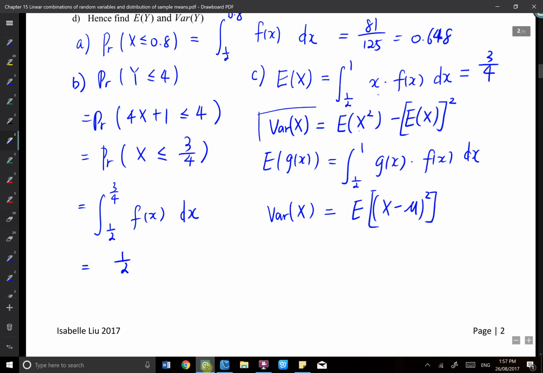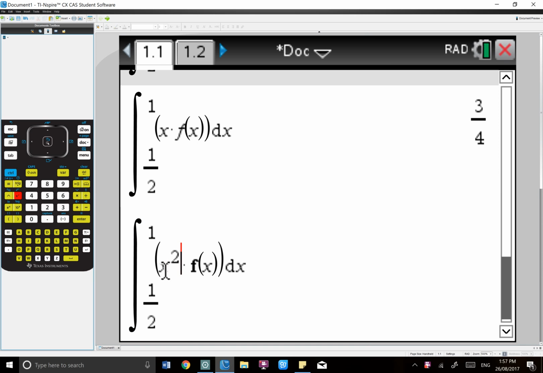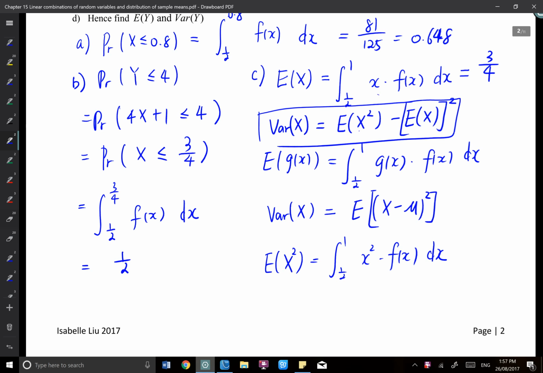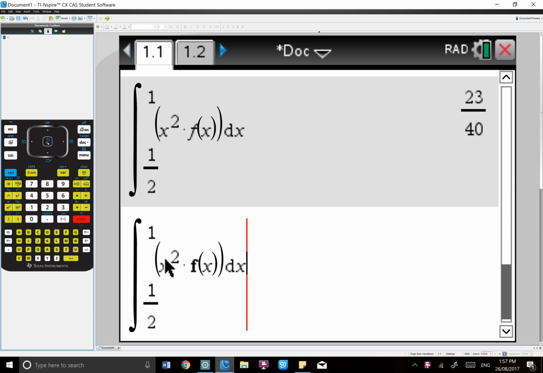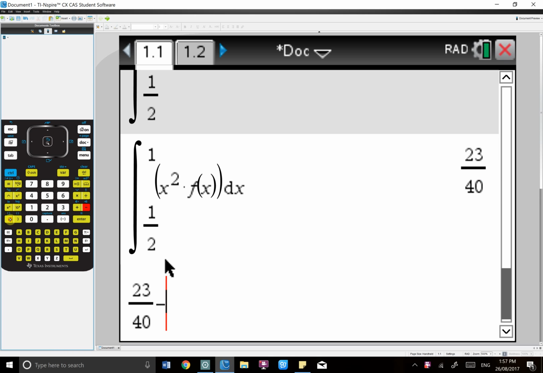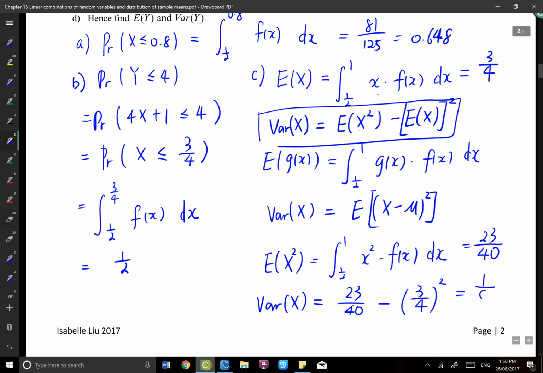So we'll use this one. We need to find expected x squared. That is the integral from half to 1 of x squared times f(x) dx. That's 23 on 40. So the variance of x is 23 on 40 minus bracket 3 on 4 squared, that is E(x squared) minus mu squared. That's 1 on 80.